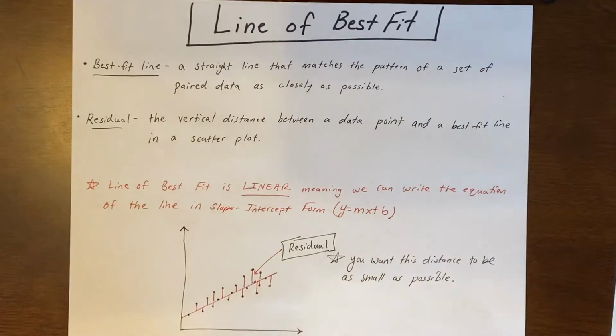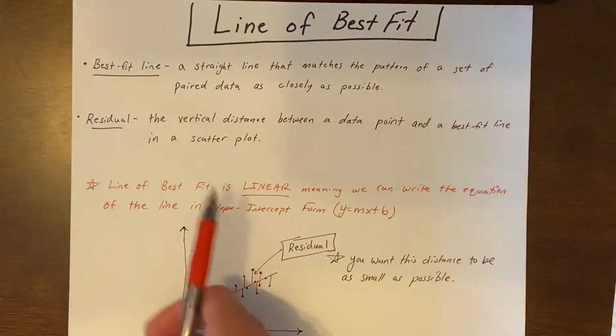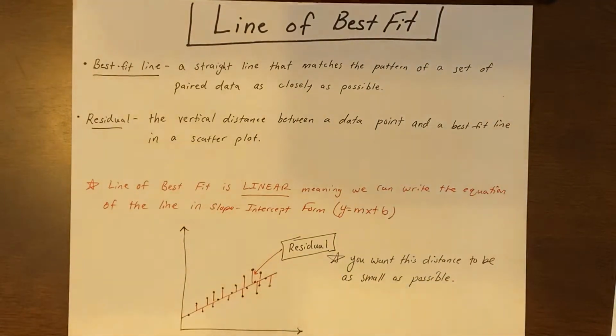Another term that we need to know is called a residual. A residual, basically it's a fancy word that means how far away all of your points are from your line. So it's a vertical distance between a data point and a best fit line in a scatter plot. The general idea here is that you want your residual number to be very low, because that means your best fit line is as close to the center of your group of data as possible.